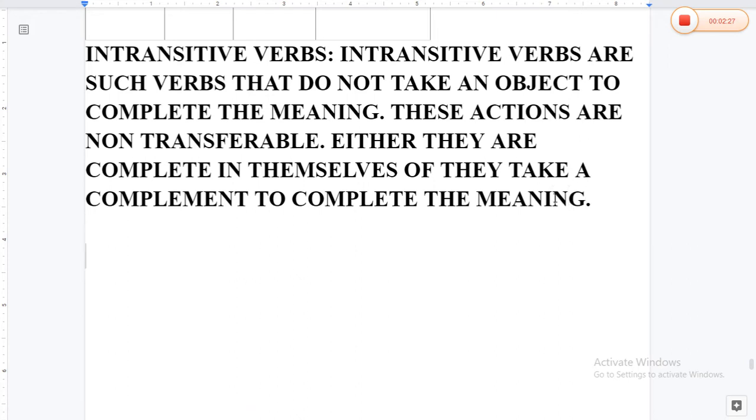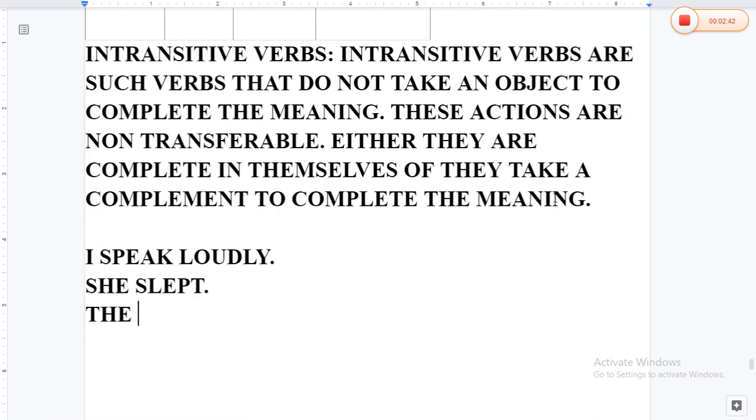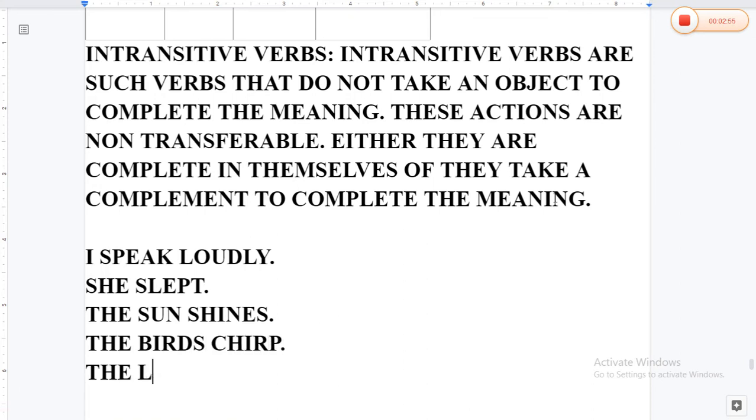Okay, so let's take some examples of intransitive verbs. I speak loudly. She slept. The sun shines. The birds chirp. The lion roars. These are some actions which are completing themselves.